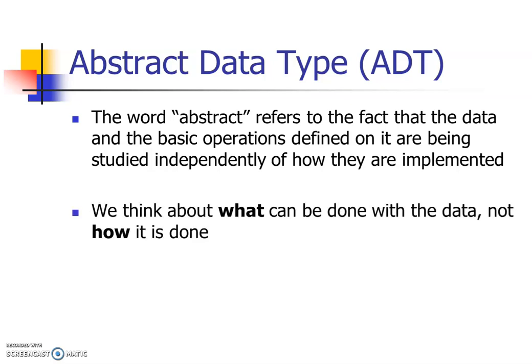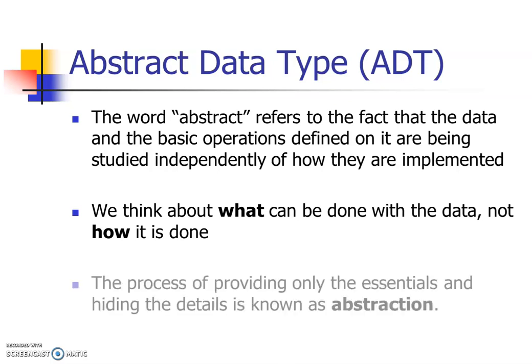So in the abstract data type concept, we think about what can be done with the data, and we don't worry about how to deal with it until we go into the implementation process. So we separate the design phase from the implementation phase. The process of providing only the essentials and hiding the detail is what we call abstraction. So in the data structure list that we want to discuss today, we will implement this concept.